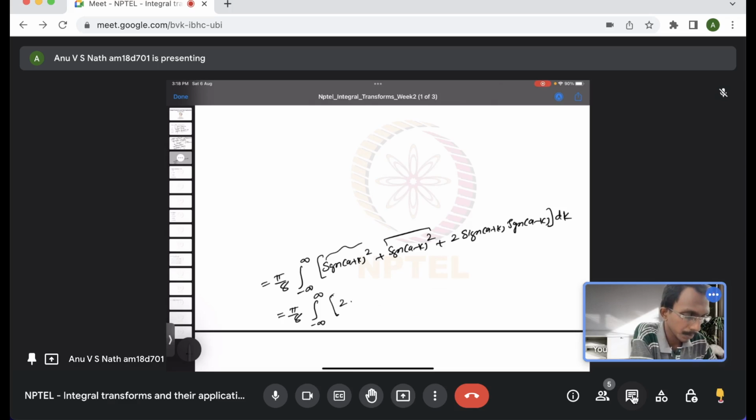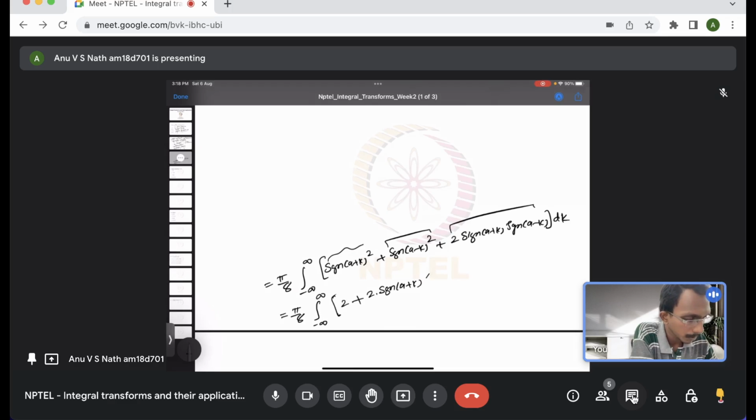I'll write 2. Then the third term here, that is 2 times sine of a plus k times sine of a minus k dk. So both of these terms have a common 2, so that 2 I am taking outside and writing here. So this 2 will cancel with 8, so that in the denominator 4 will come.